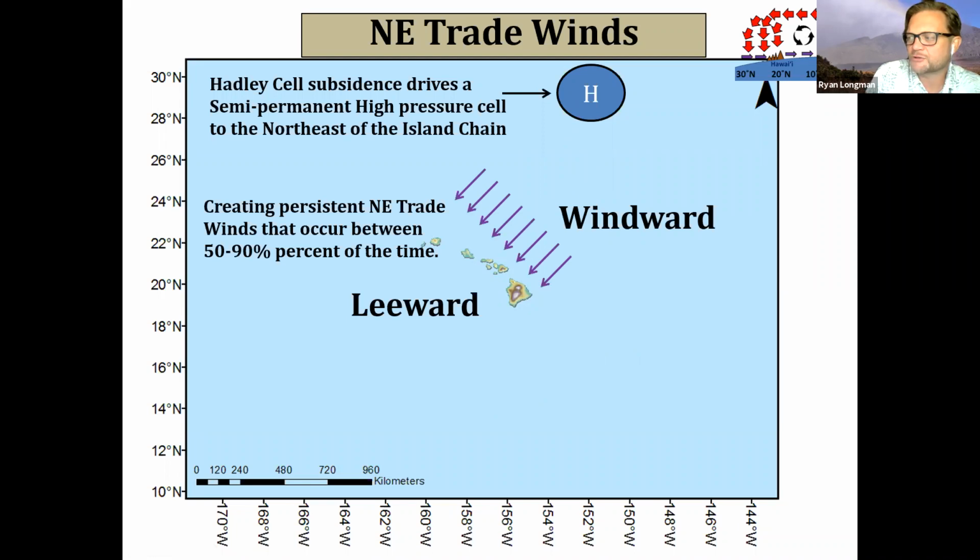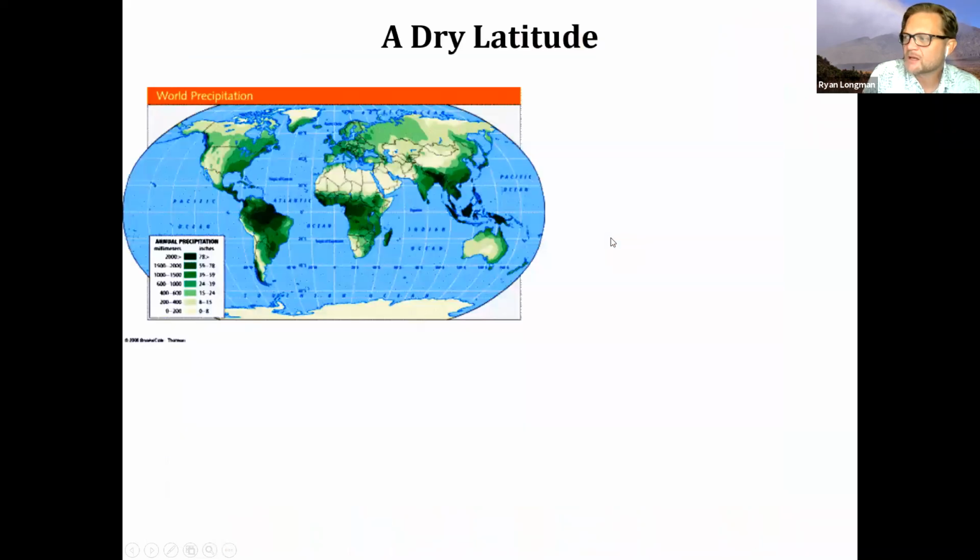So these are essentially our trade winds. They're more prevalent in the summertime, but between 50 and 90% of the time in the year you can have trade winds. So we have one side that's exposed to the wind and another side that's kind of behind the mountain. That's our windward-leeward effect.